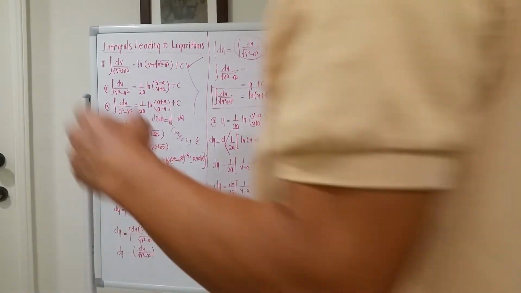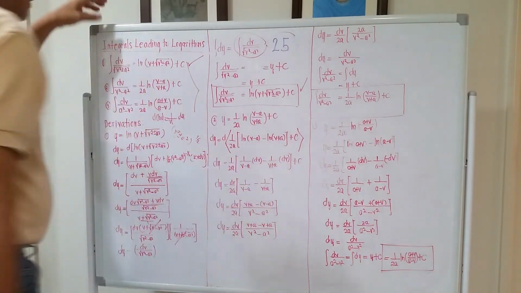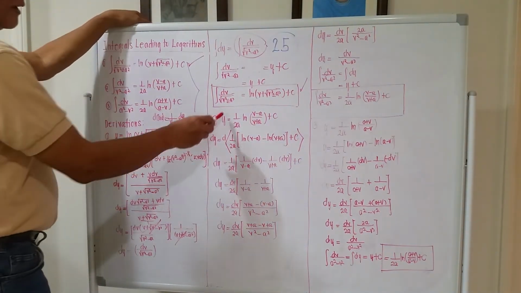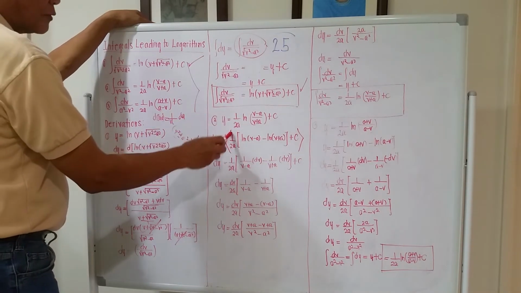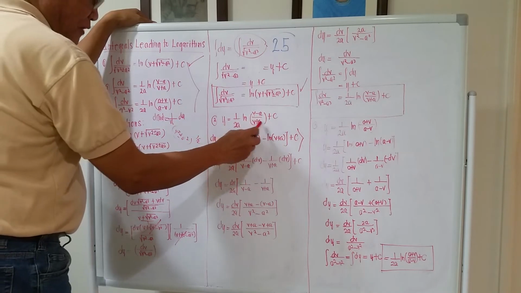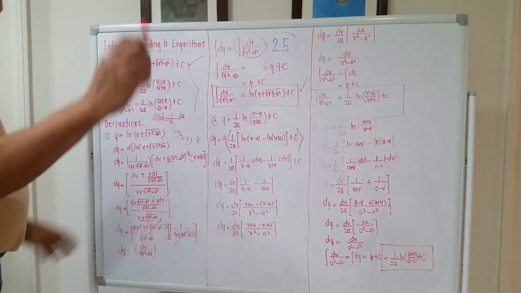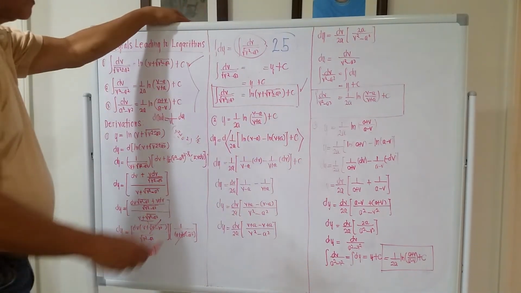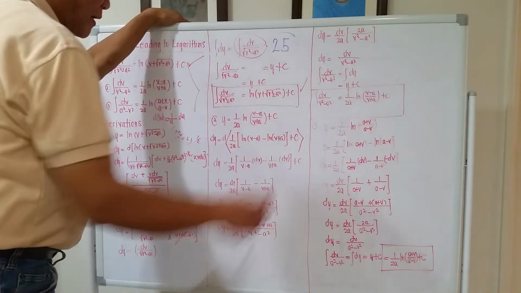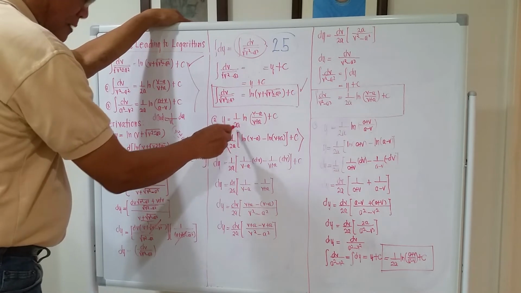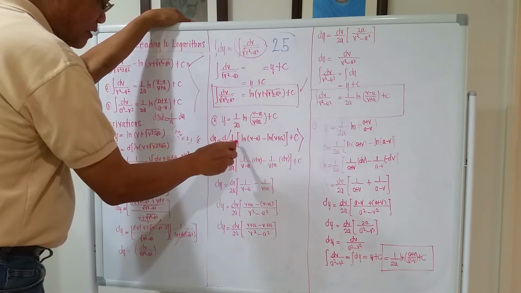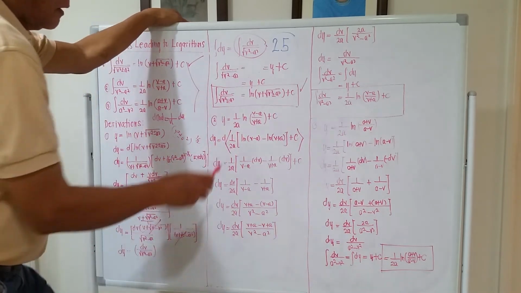Okay? Okay, let's proceed with the derivation of formula number 2. For formula number 2, we will let y equal 1 over 2a, the natural logarithm of v minus a over v plus a, plus c. Take the differential of both sides. The differential of y is just dy. The differential of the right hand side is the differential of the open quantity. I factor out this one, 1 over 2a.